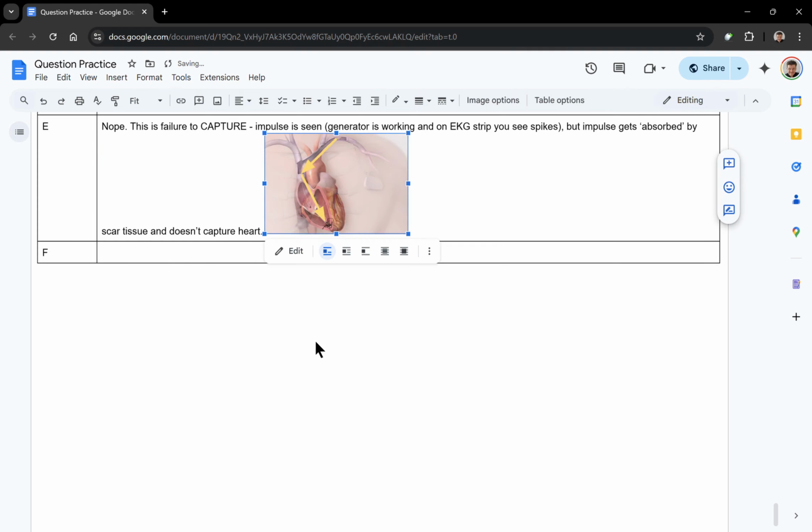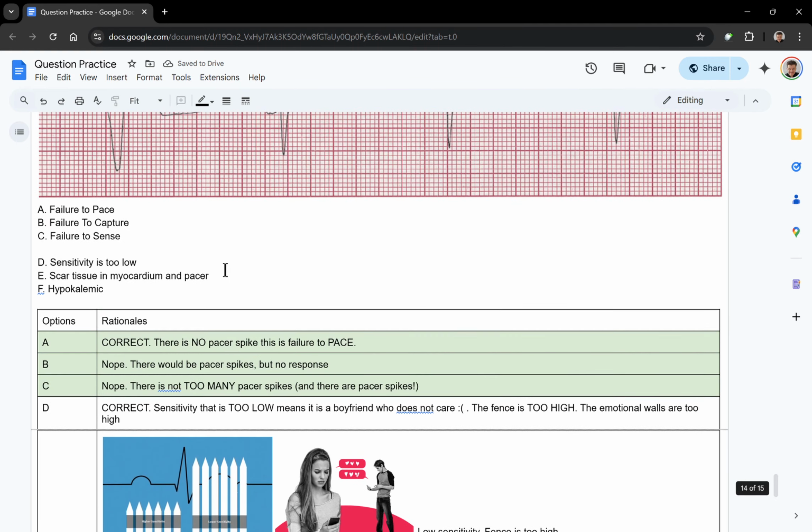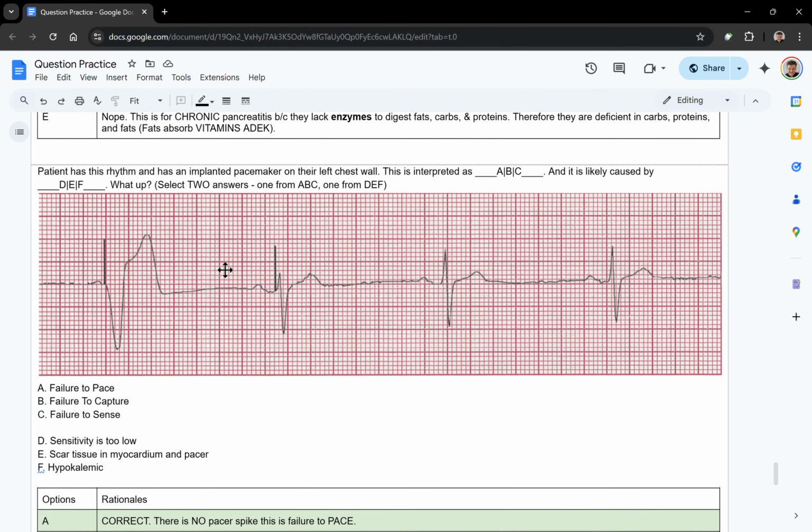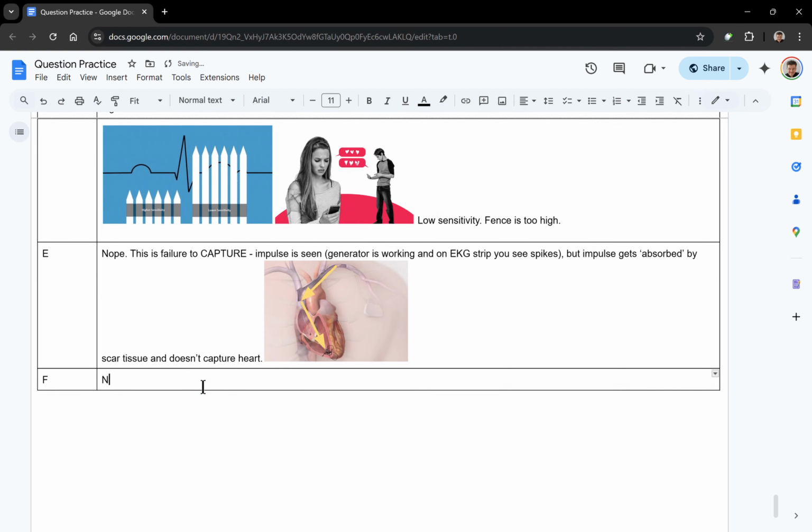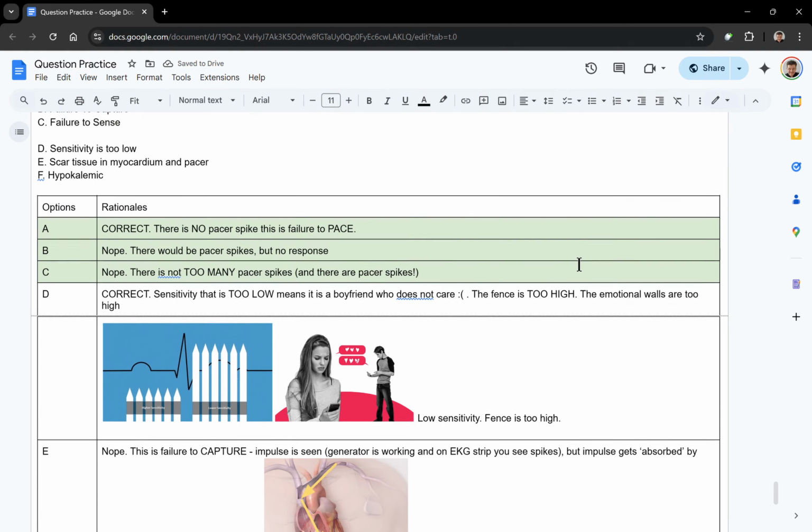Okay, so what is F? That was hypokalemic. It causes arrhythmias, yeah, and you could say it's unrelated. It is related to failure to sense because they have a hyperactive myocardium. The myocardium is very, very irritable. Anything can make it go off, right? So yeah, it's nope. This causes an easy to stimulate myocardium that could be seen with failure to sense. Okay. All right, makes sense.